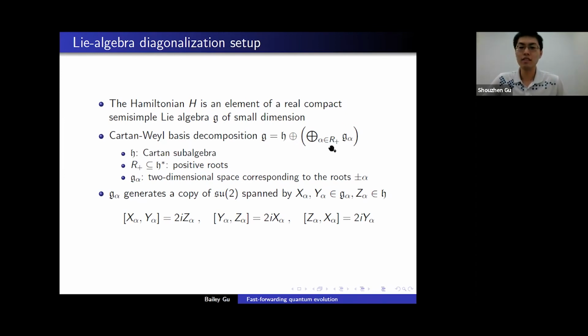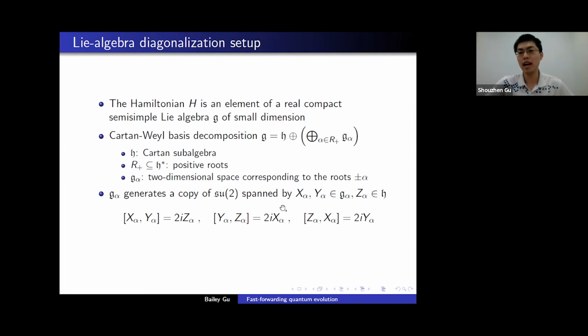And it's also the direct sum of some root spaces g alpha. And these root spaces, basically, because the Lie algebra is compact, are going to generate copies of SU2, spanned by some elements like X alpha, Y alpha in the root space g alpha, but also Z alpha, which is diagonal. And these elements will satisfy the usual SU2 commutation relations. So this is the Cartan-Weyl basis decomposition.